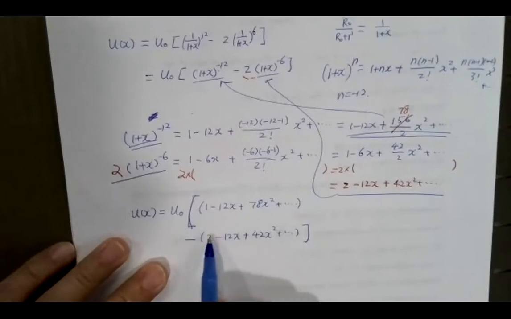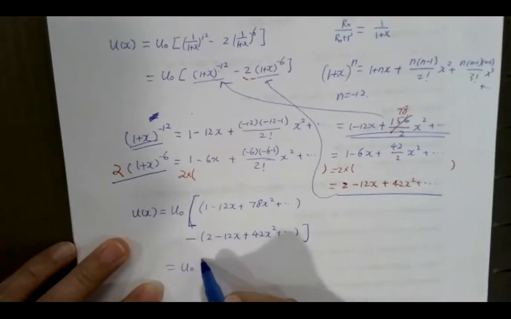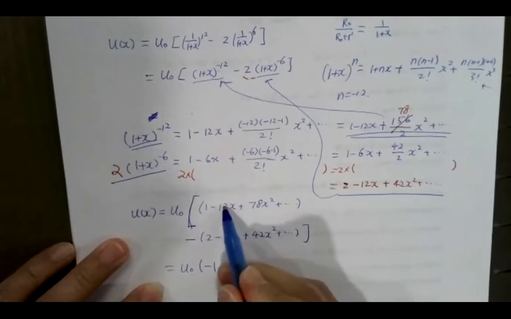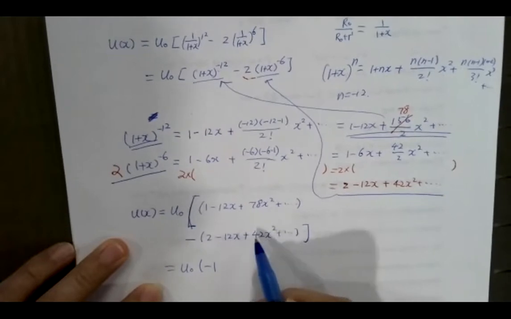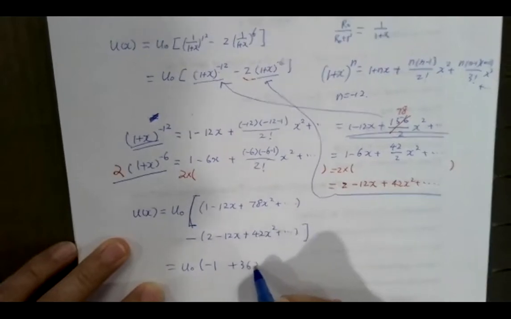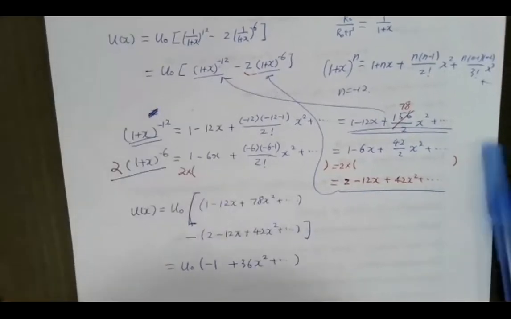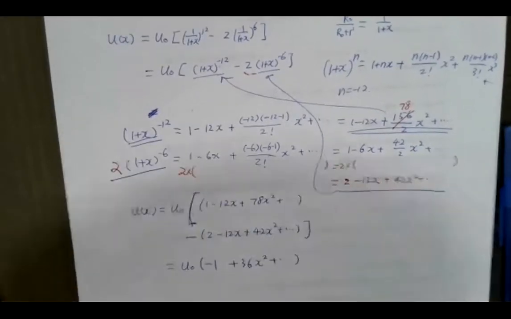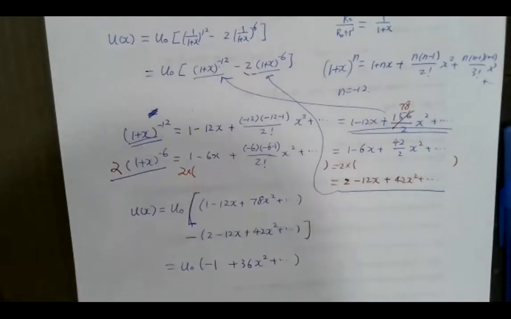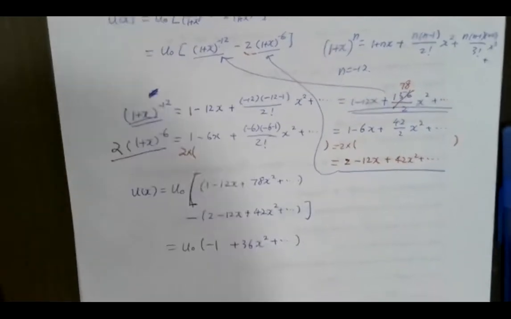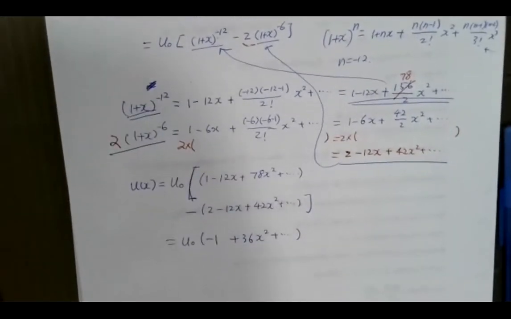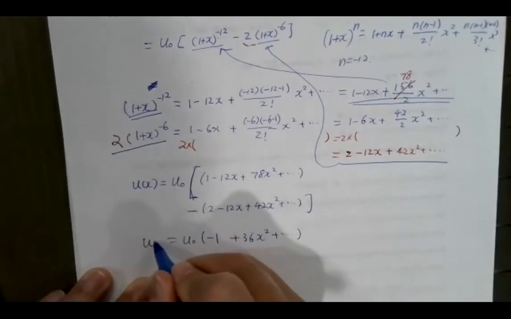So 1 minus 2 gives you minus 1, so then it equals mu naught times minus 1. This one and this one will cancel out, and 78 minus 42 will give you 36, plus the higher order terms. We don't actually have to worry about the higher order terms because they will be small, negligible. So then this is your U(x).